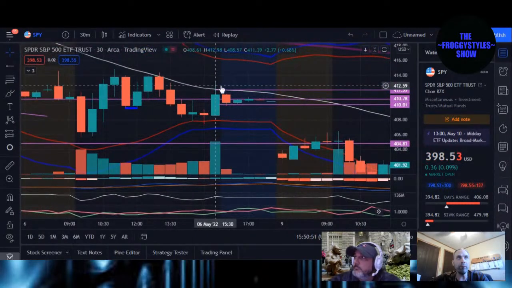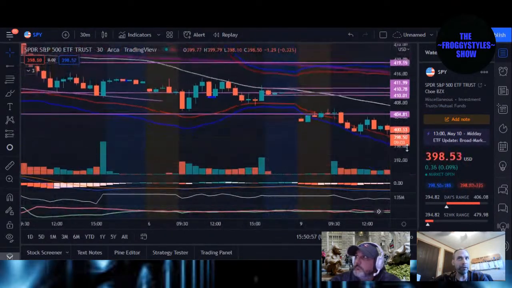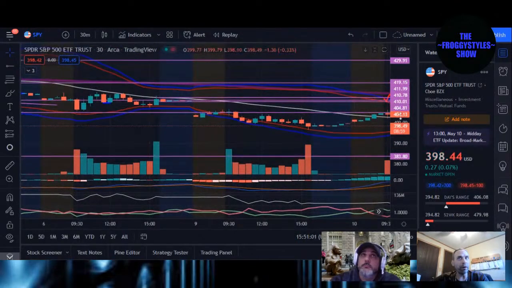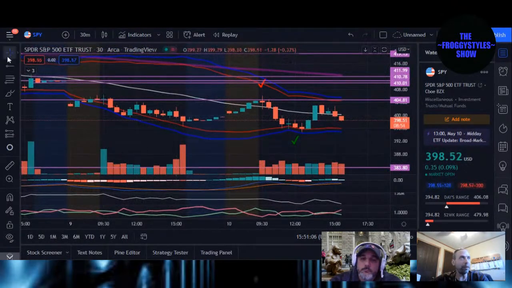SPY went right into that safe zone, popped right in there, but it didn't matter. The whole market was going to sell off anyways. So SPY doesn't actually drive the market, it just indicates it. So it basically pulled down a little bit.